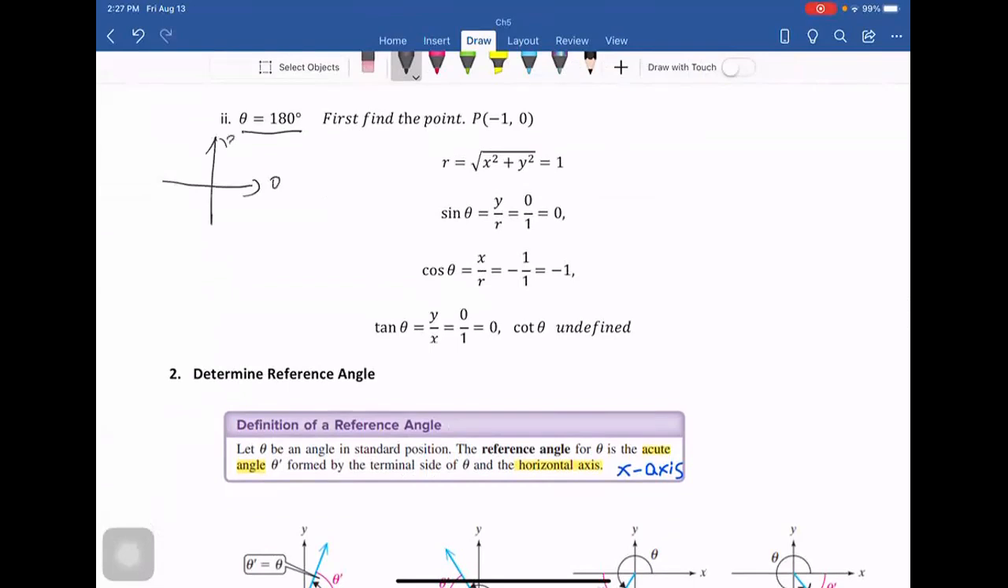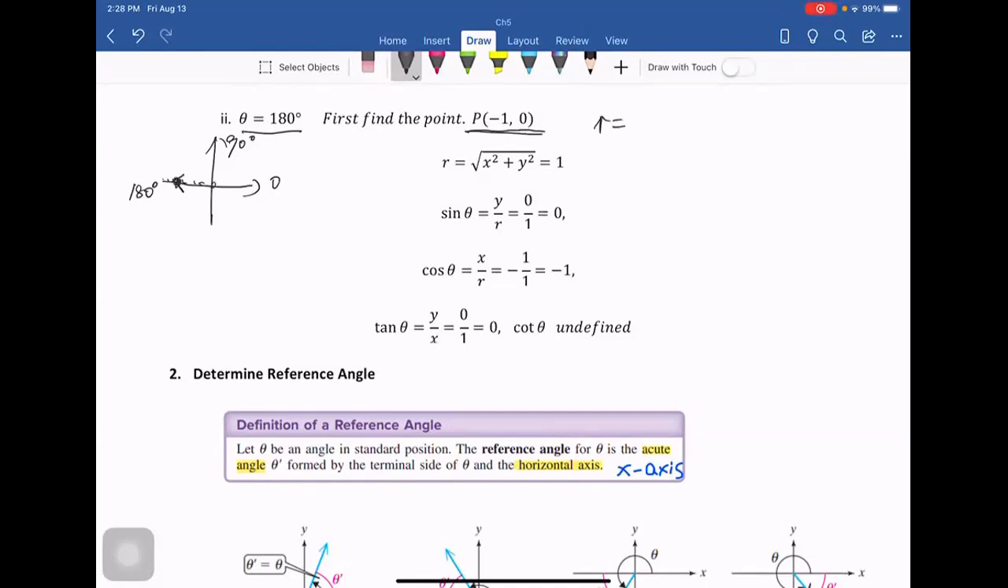This is 0, 90 degrees, 180 degrees. So the point is here. I can choose any point on this part. For example, choose (-1, 0). So if we choose (-1, 0), the r's value is here.